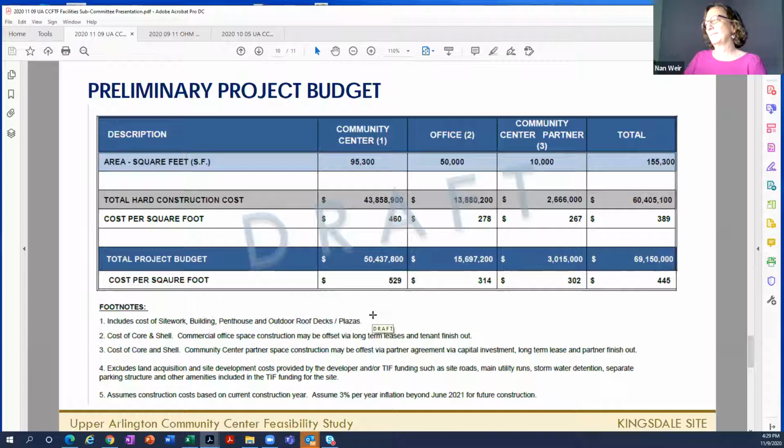And I think the thinking is still that the community center cost would be financed and dealt with a little separately from the office cost, which my understanding is that the intent is to have that covered through long-term leases and potentially a partner down the road, or if one is identified for some of that additional square footage. But this essentially affirmed the numbers. We were at 51 million previously for the community center, and we're just a little bit under that.